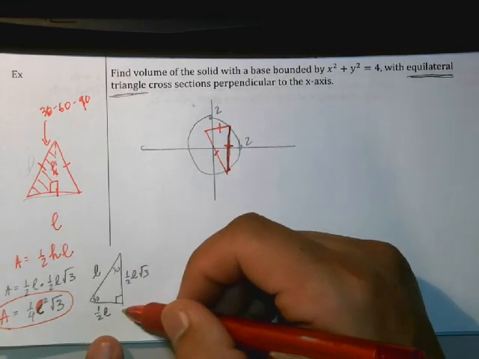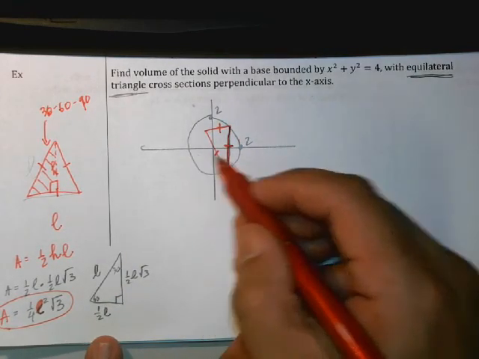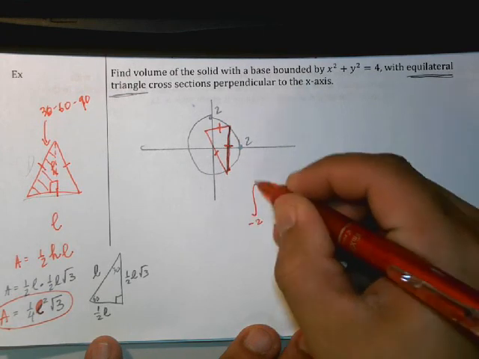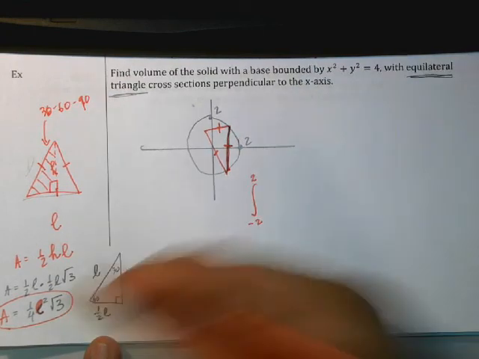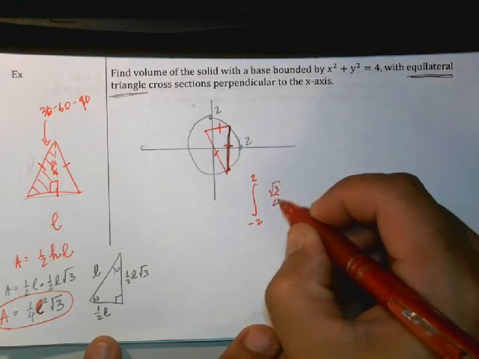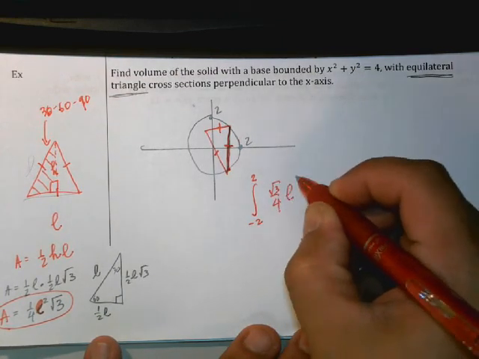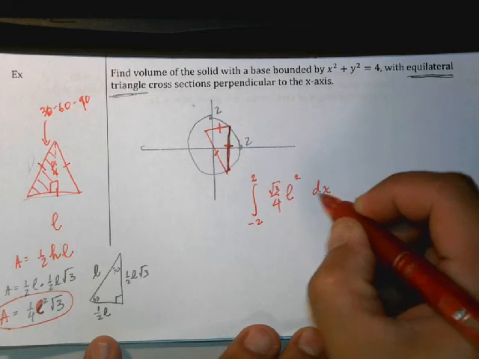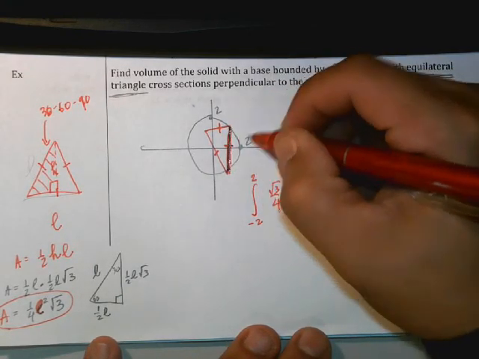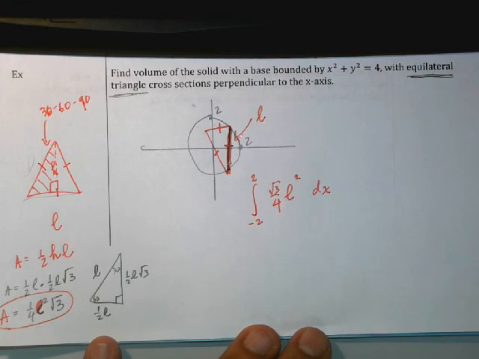Once we know how to find the area of one of them, we simply add up all of the areas, and by doing so, we are integrating from -2 to +2 the area of this thing, which is square root of 3 over 4 L squared dx. And L here is this length. That length right here is L. Because it's the base of the triangle and it's sticking straight out of the paper.